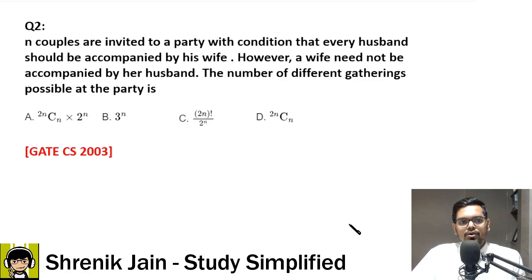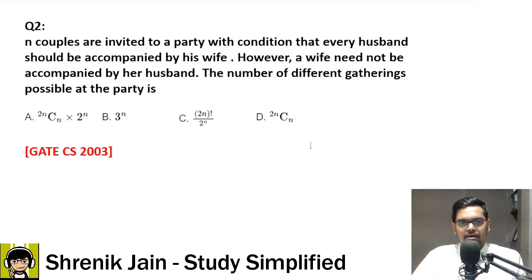Coming to question number 2. N couples are invited to a party with the condition that every husband should be accompanied by his wife. However, a wife need not be accompanied by her husband. The number of different gatherings possible at the party is what? A, B, C or D? It was asked in GATE CS 2003.